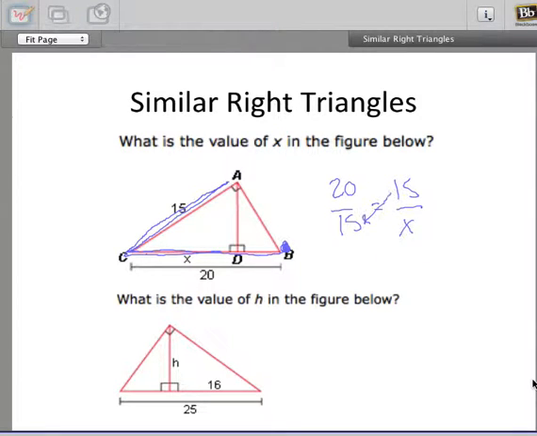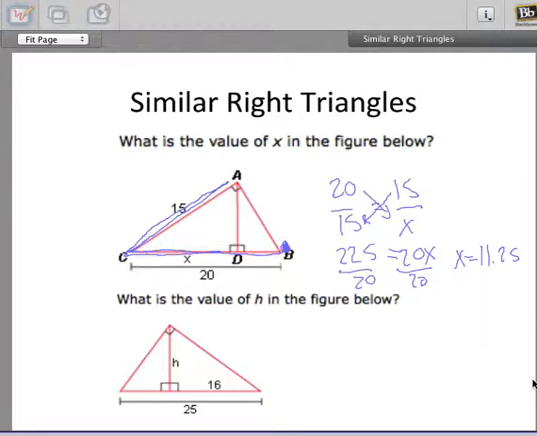And then we would solve by cross multiplying. 20x equals 225, divide by 20, divide by 20. Comes out to 11.25.